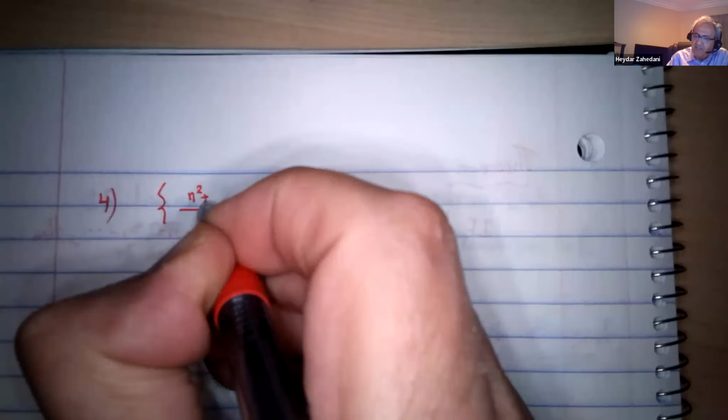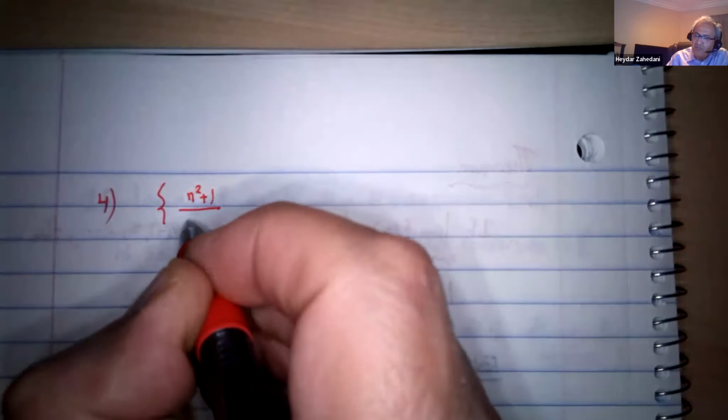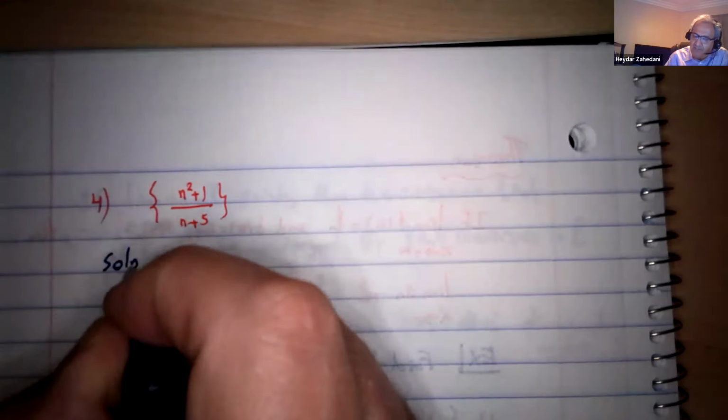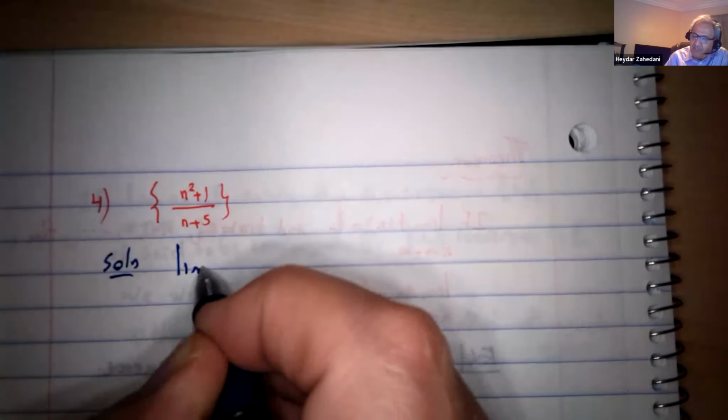The sequence is n squared plus 1, and this is going to be n plus 5. See, now the power of the top is higher. When the power of the top is higher, this limit would be infinity, so the sequence is not going to be convergent.